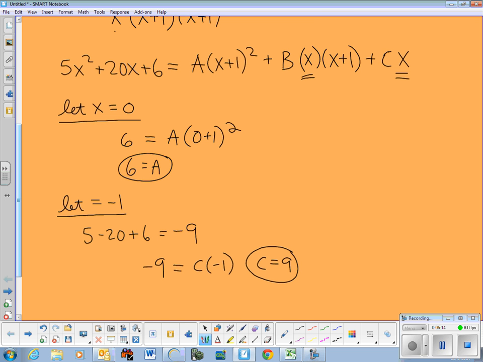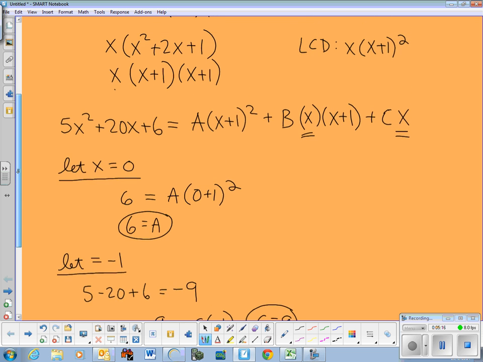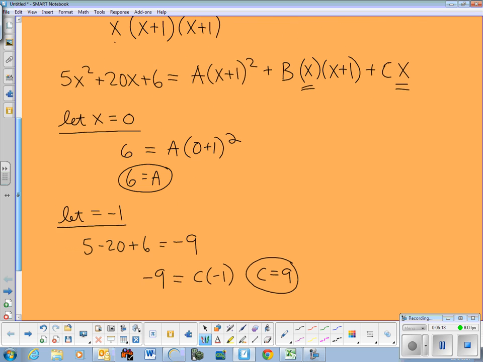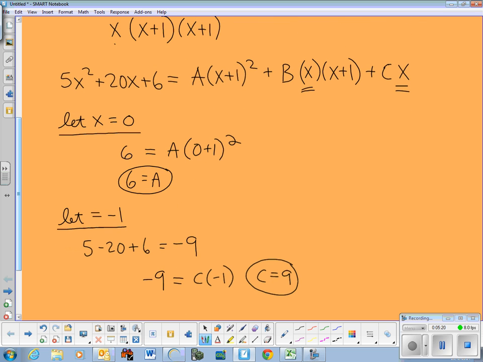Now here's our first encounter with this little problem. We don't have any more good x values that are going to completely wipe out two of the letters. The good news is I already know two of my letters, A, B, and C. I know A and C.